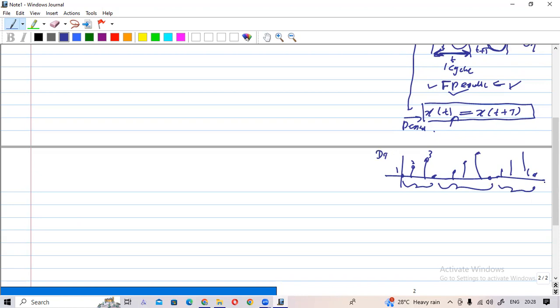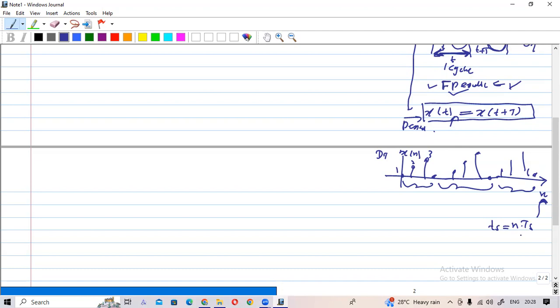I told you that we normally represent a discrete time signal with respect to sample number, so it is a function of n. But don't forget, this n is related to time, n times Ts, where Ts is the sampling time.